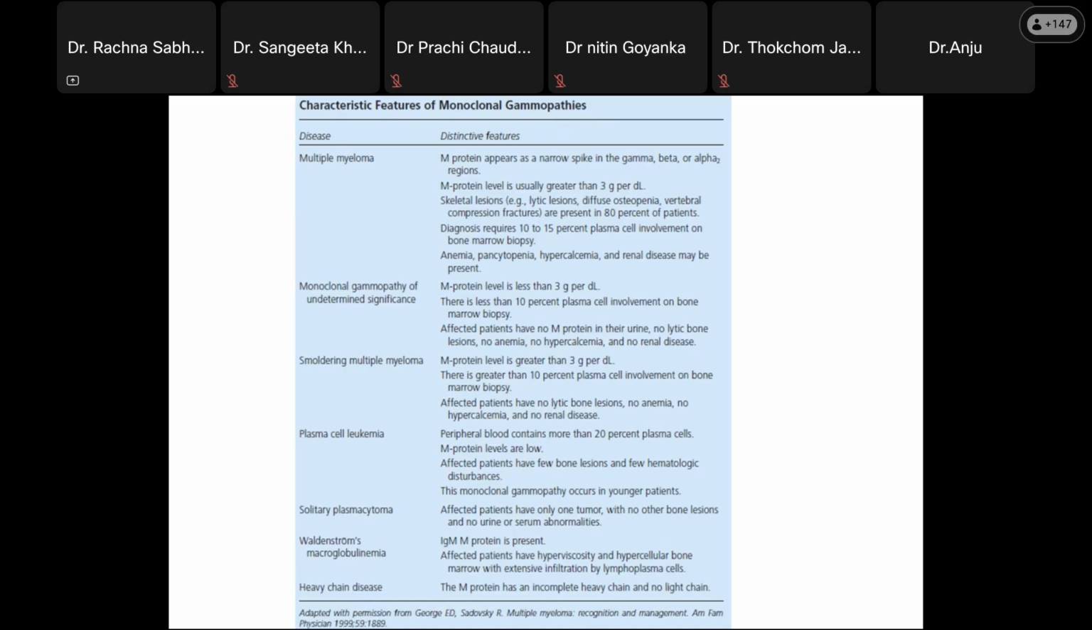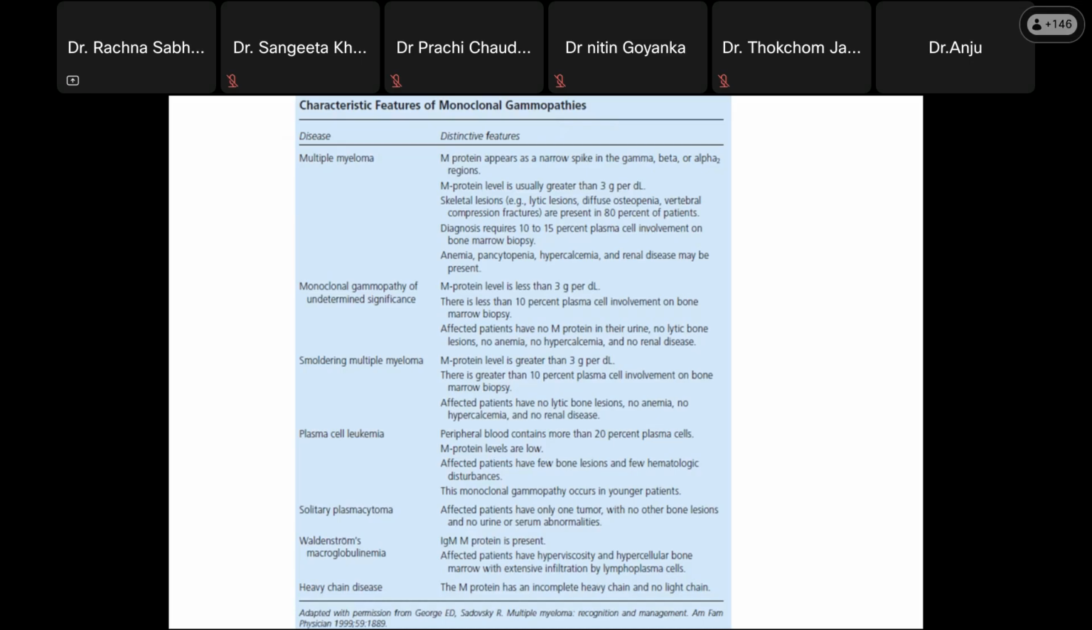What are the differences? You can have a look. In MGUS, the level is less than 3 gram per deciliter. There is less than 10% plasma cell involvement. Affected patients have no M protein in their urine, no lytic lesions, no anemia, no hypercalcemia, no renal disease. That is, absent CRAB criteria. Then smoldering multiple myeloma, levels are more than 3, greater than 10% plasma cell involvement, and CRAB criteria are absent in smoldering as well.